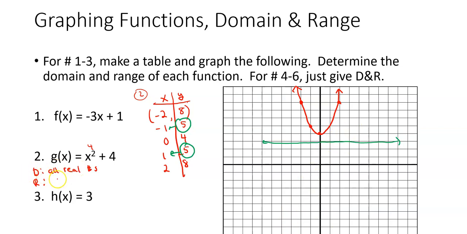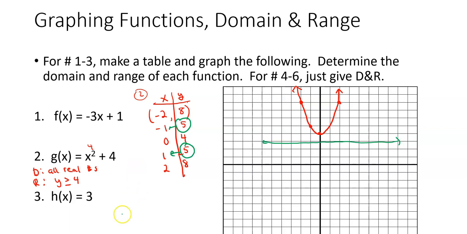So the range are y values that are greater than or equal to 4. Right? 4 is the lowest y value that I can have. Any other y value on this graph is above 4. So the lowest possible y value is 4, and it goes up from there. And eventually, someday, we're going to learn interval notation, and then we'll write these a little bit differently. All right, for h of x equals 3, that's the green function down the bottom.